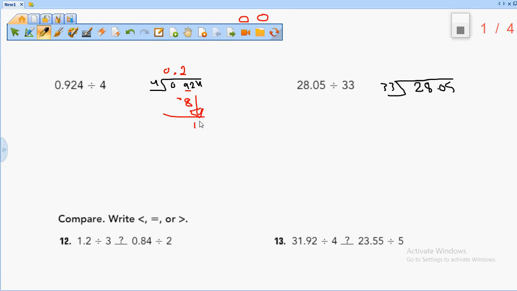I'll put the 2 down. Now 12 divided by 4, how many 4 inside 12? Or what's the number when I multiply it by 4? I will get 12, it's a 3.